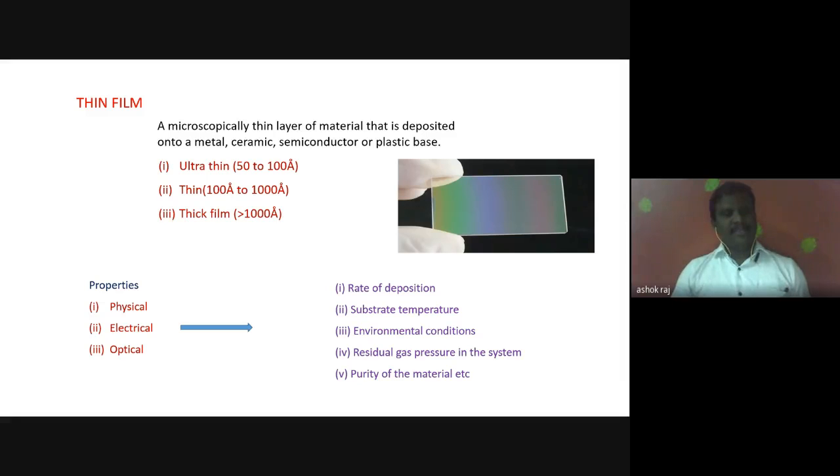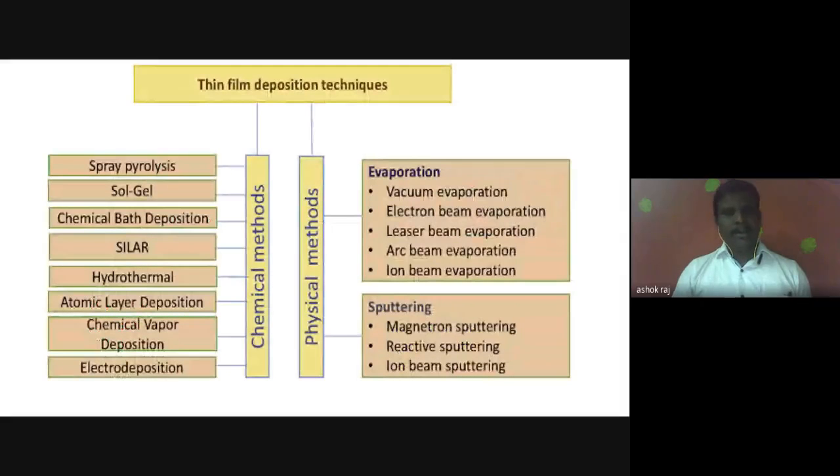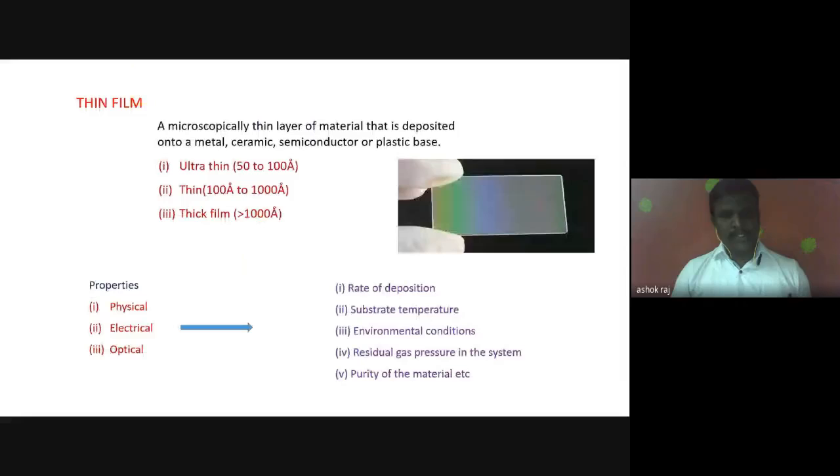First, we see what is meant by thin film. A thin film is a microscopically thin layer of material that is deposited onto a metal, ceramic, semiconductor, or plastic base. The thin film may be of dielectric or conducting nature.